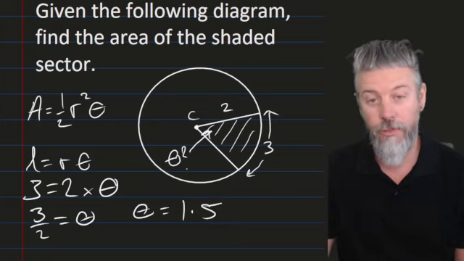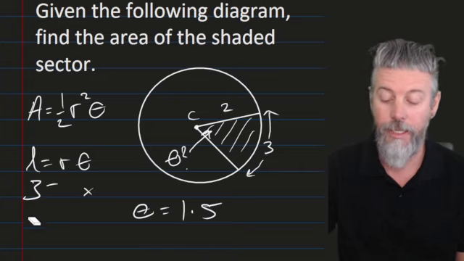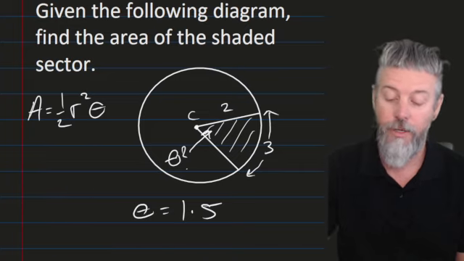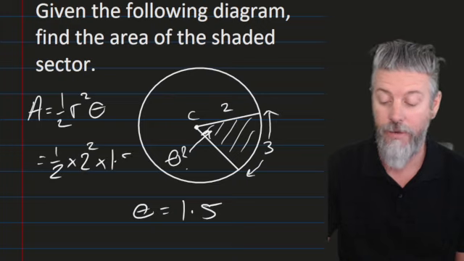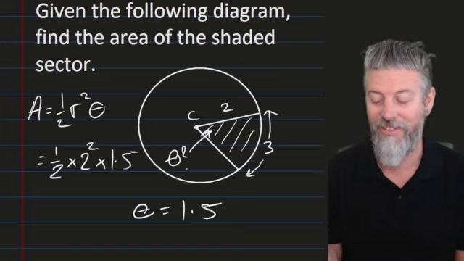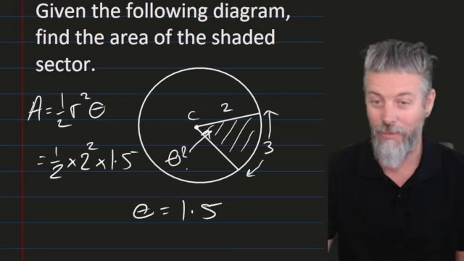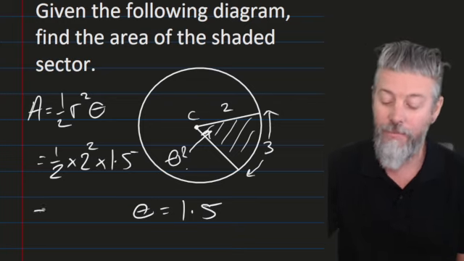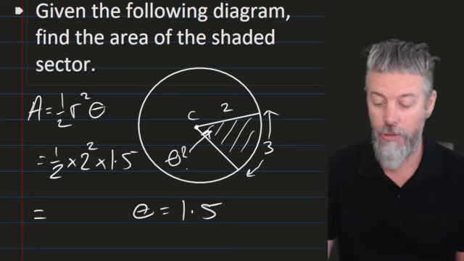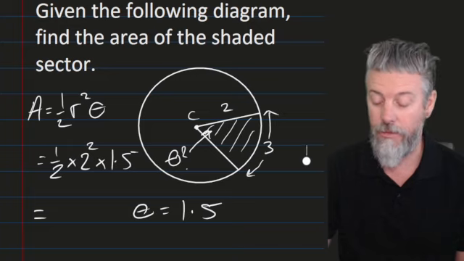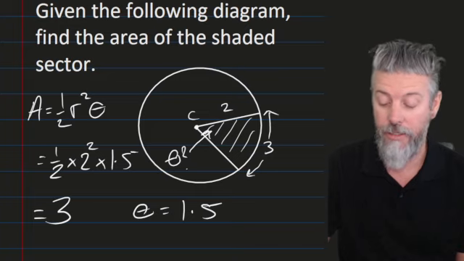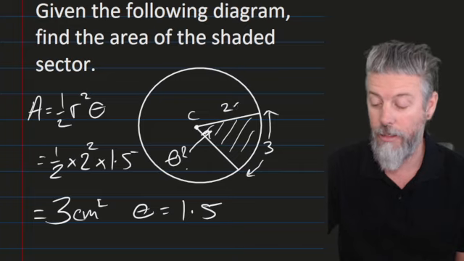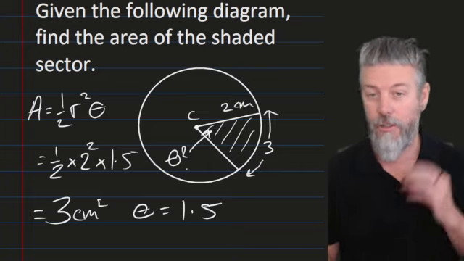Okay, so now that we've got our theta equals 1.5, we can place that into our area formula. So area equals a half times radius squared, 2 squared, times our theta, 1.5 radians. 1.5 is a big angle in radians. So 2 squared is 4, half of 4 is 2, and 2 lots of 1.5 is 3, and therefore, whatever the units are that are given in the question, possibly centimeters, it would be 3 square centimeters.